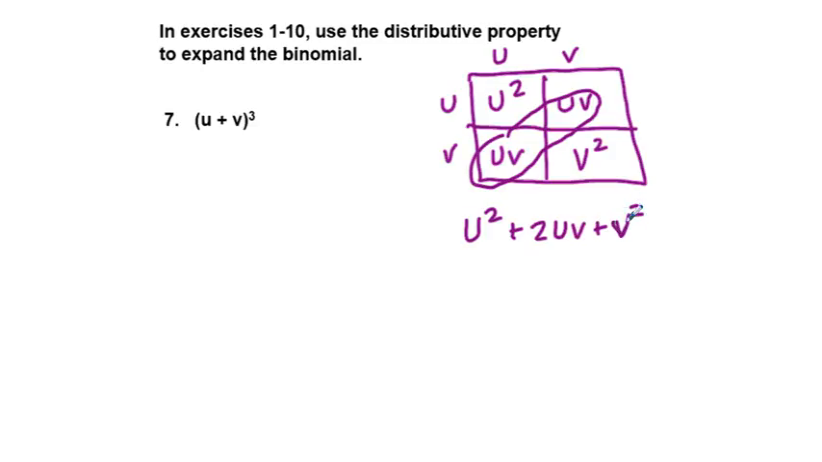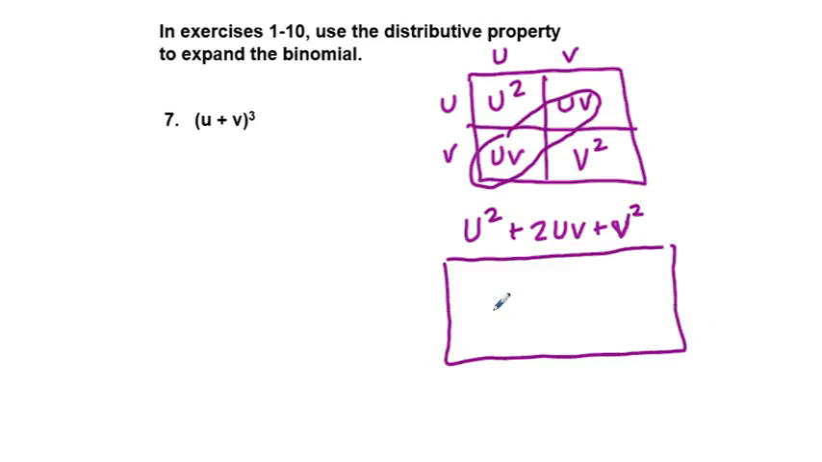Now, we're going to want to multiply by u plus v one more time. And so this expression we have on top of this box is quantity u plus v squared. And we're going to multiply this expression on top by u plus v to get this one more time, which would be quantity u plus v to the 3rd power.